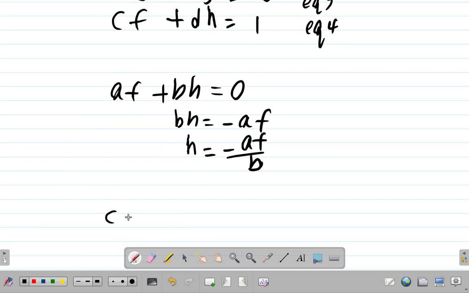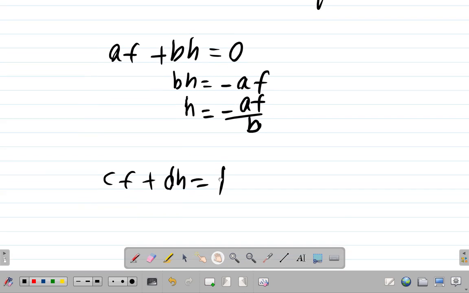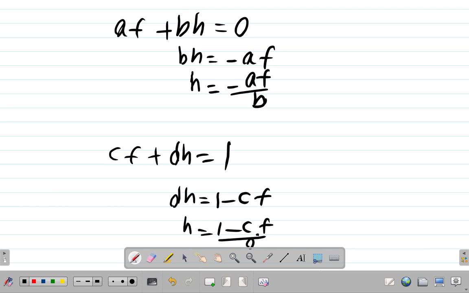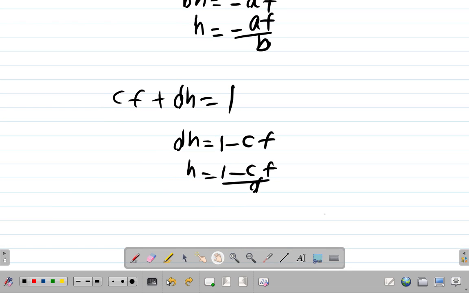Equation 4 says CF plus DH equals 1. We want to transpose this for H as well. If we subtract CF from both sides, we have DH is equal to 1 minus CF. Divide both sides by D, and we have H is equal to 1 minus CF divided by D. So, there you have that.